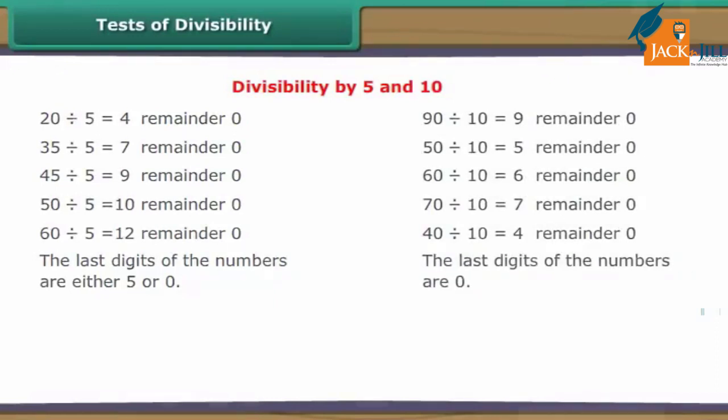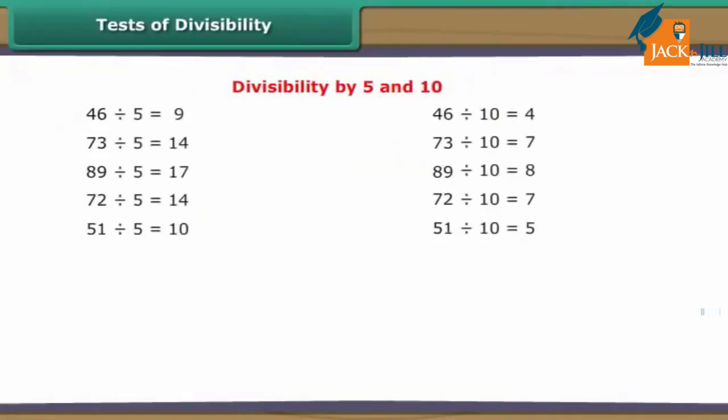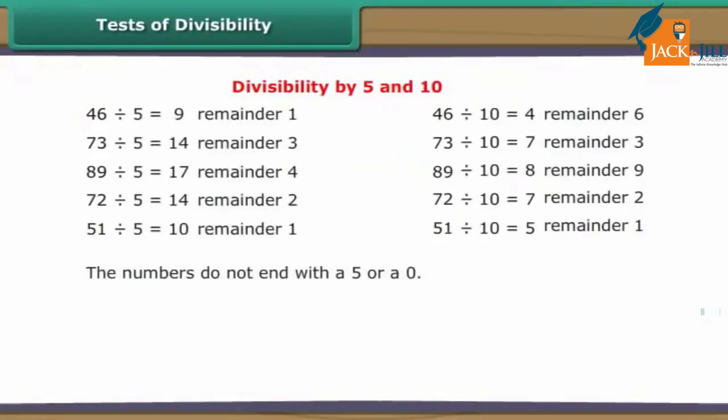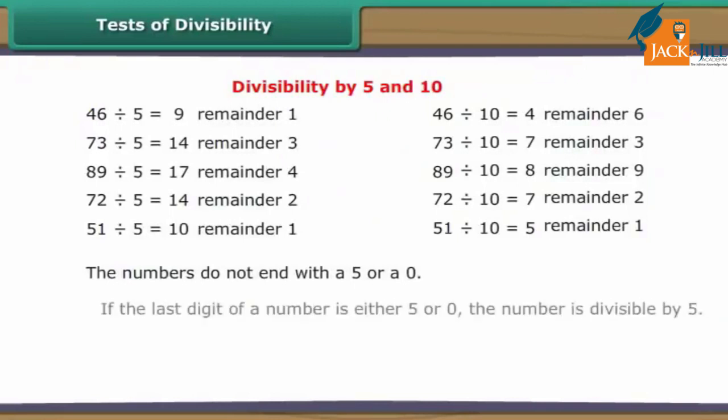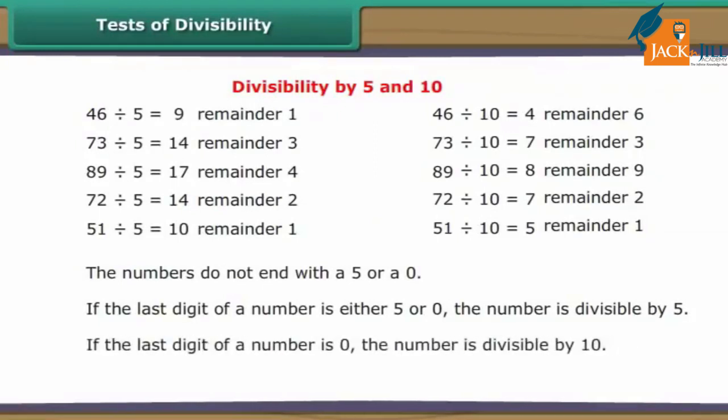Consider some more numbers. 46, 73, 89, 72, 51. They are not divisible either by 5 or by 10. None of them ends up with a 5 or a 0. Therefore, we can say that if the last digit of a number is either 5 or 0, the number is divisible by 5. If the last digit of a number is 0, the number is divisible by 10.